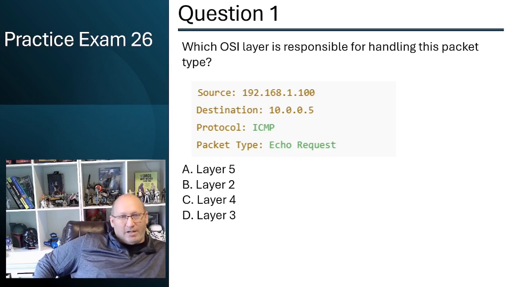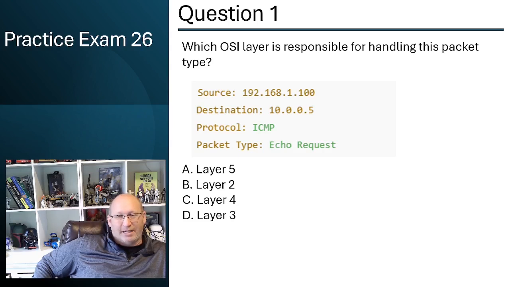Which OSI layer is responsible for handling this packet type? We see a source and destination IP address. Our protocol, of course, is ICMP, and we're seeing echo request as our packet type. Which OSI layer is responsible for handling this packet type if you're looking at this one? What do you think? Let's run through this one.